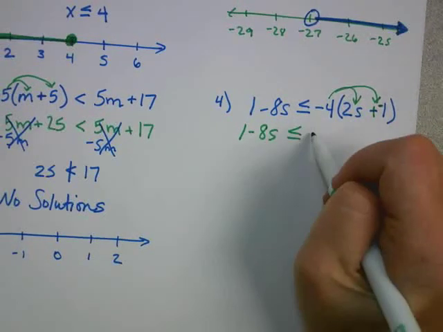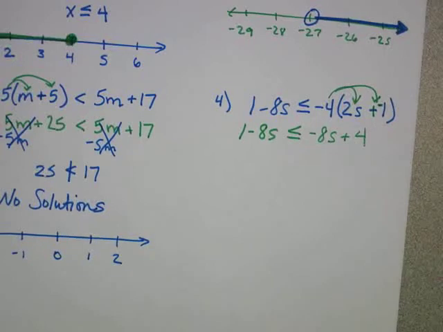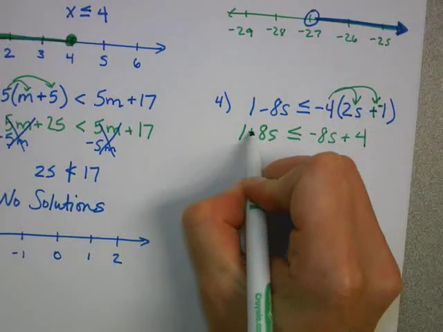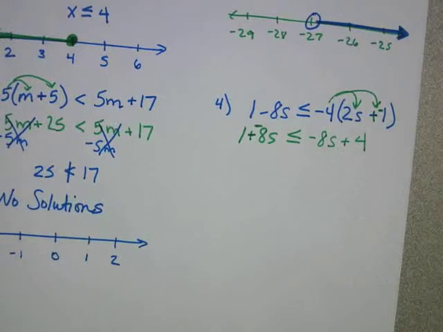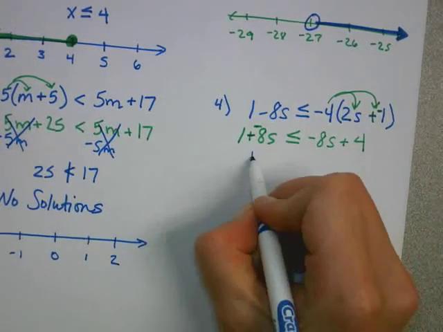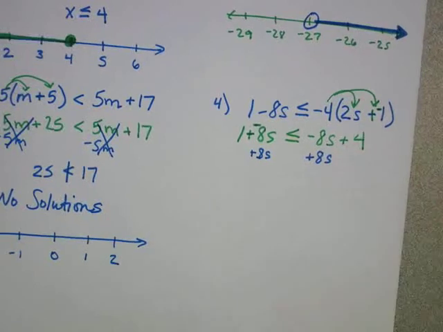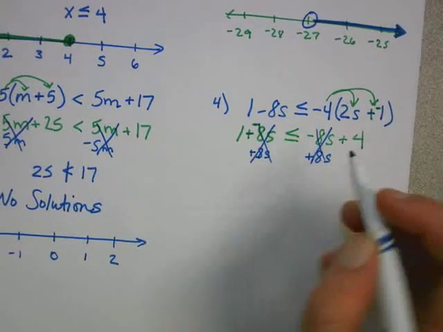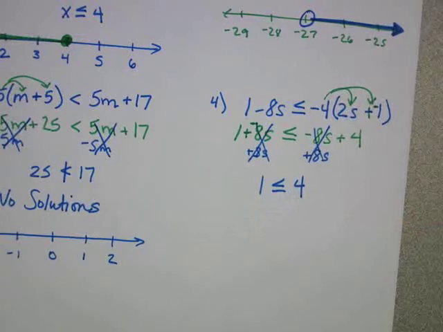So that's a negative 8s plus 4 now. It should start looking familiar. I'm going to make this one a negative 8s. What happens when it's on the same side? Well, you might think it's like the last one and it's no solution, but watch what happens when I add 8s. I get 1 is less than or equal to 4. Is 1 less than or equal to 4? Yeah, it is.